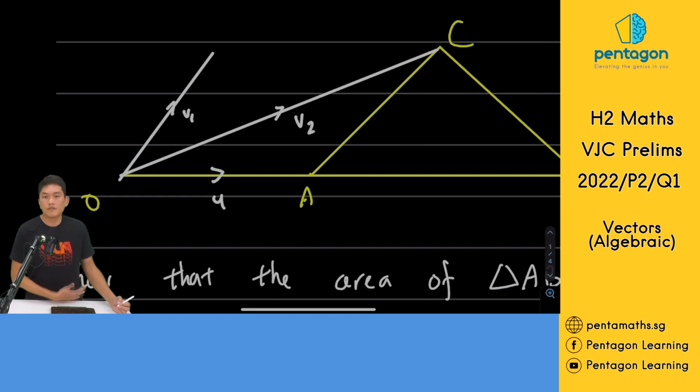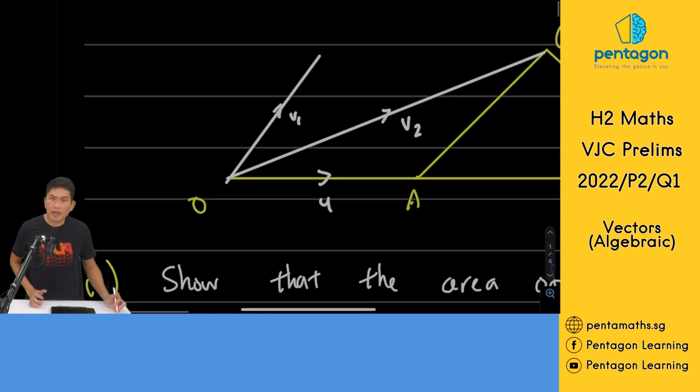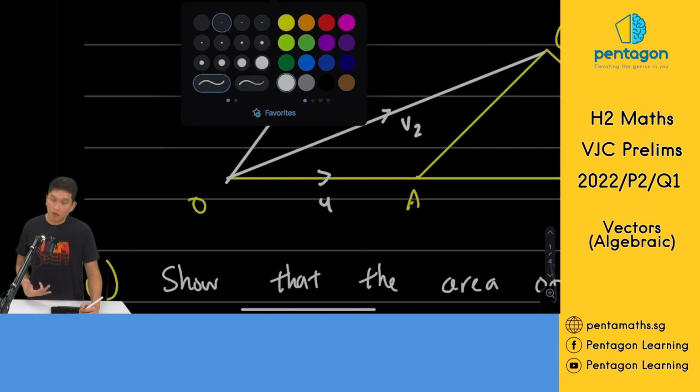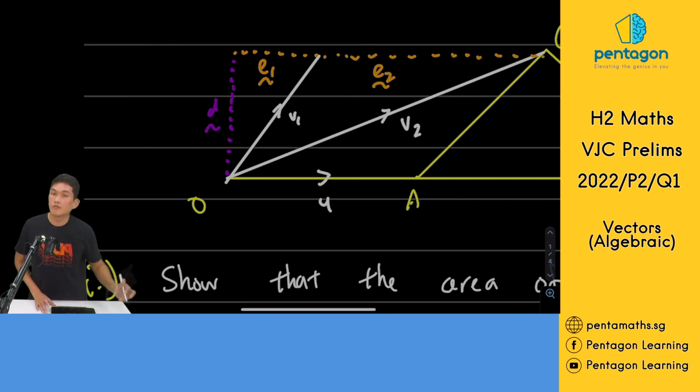Why would U cross V1 and U cross V2 be the same? Okay, let me explain. I can look at V1 and V2 and break them down into two components, a vertical component and a horizontal component. V1 is the same as D plus E1, vector addition. D plus E1 will get you to V1. Then we also have E2: D plus E2 will give you V2. Vector addition again.